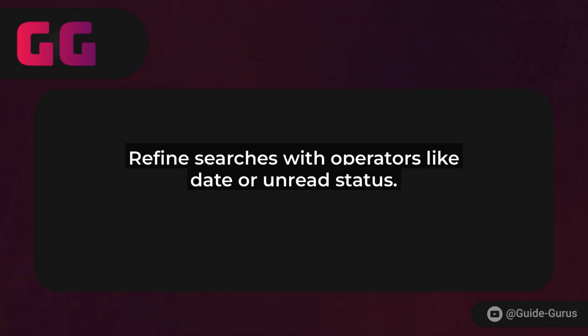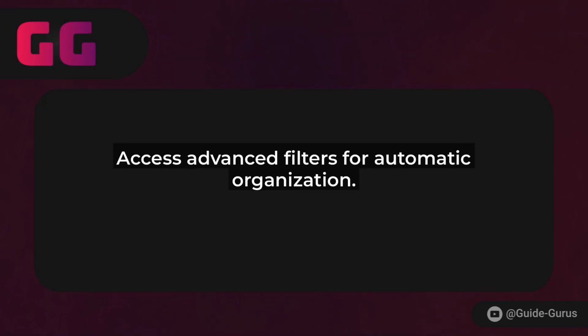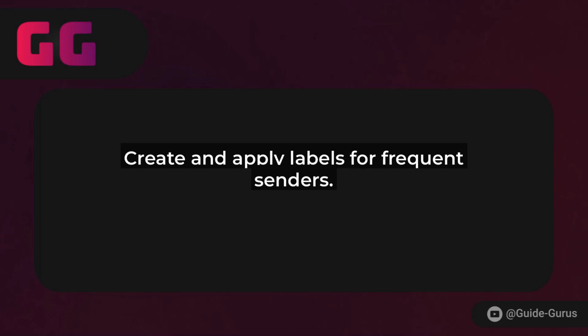But wait, there's more. In 2025, Gmail's enhanced search filters let you refine this further. Add operators like from:sender name before:2025/01/01 to sort by date, or combine it with is:unread to focus on new messages. On the web version, you can also click the filter icon next to the search bar for advanced options, like creating a custom filter to automatically label or archive emails from that sender.